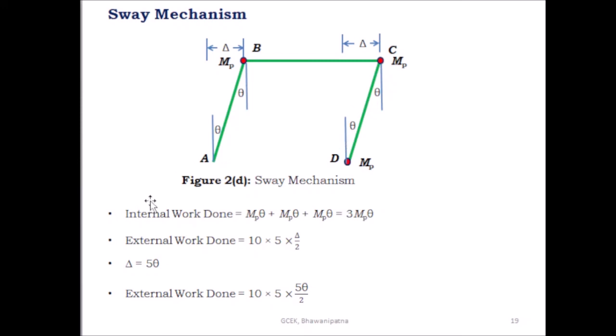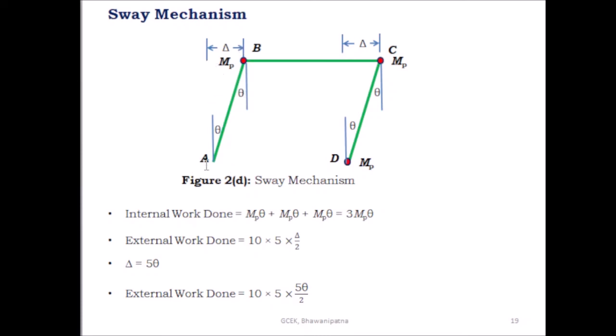So here find out the internal work done. There is no plastic hinge at A, so the internal work done is equal to 0 at A, and at B the internal work done is equal to MP into theta, at C the internal work done is equal to MP into theta, and at D the internal work done is equal to MP into theta. So the total internal work done is equal to MP theta plus MP theta plus MP theta, that is 3 MP into theta. Then find out the external work done due to the UDL.